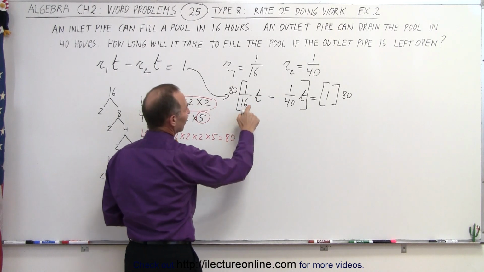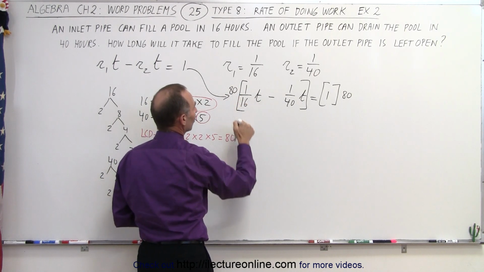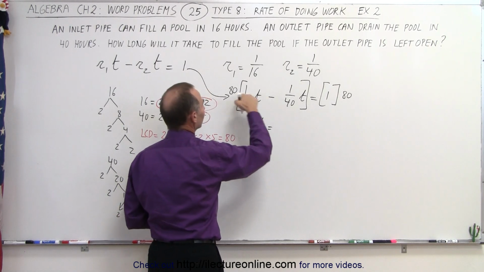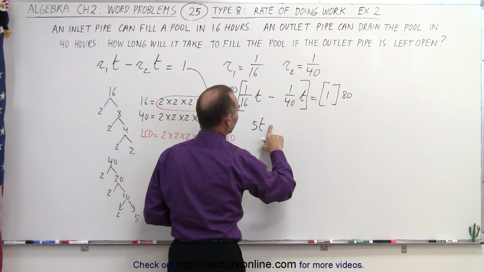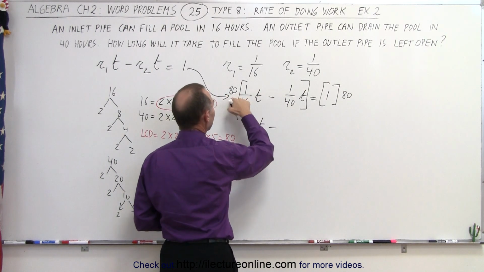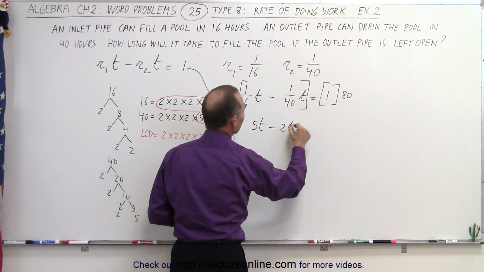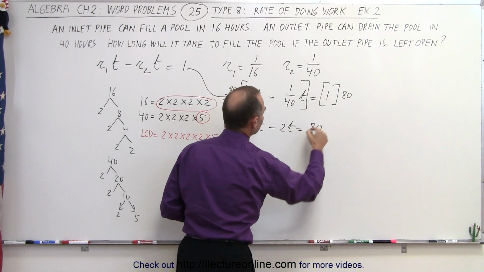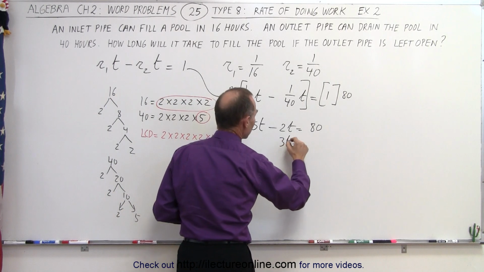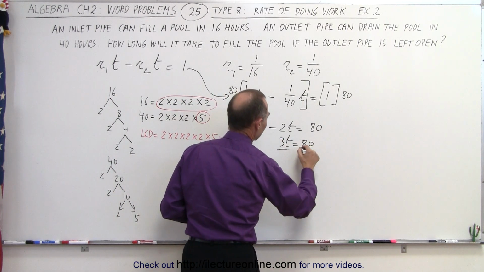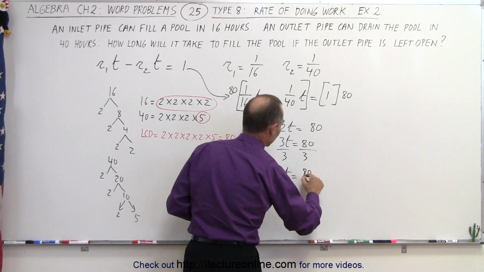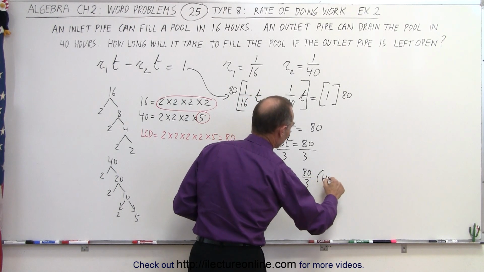Now on the left side, 16 goes into 80 5 times, so we get 5t. And here, 40 goes into 80 twice, so it's minus 2t. That's equal to 80. Now we combine like terms. 3t is equal to 80, and if we divide both sides by 3, we get t is equal to 80 divided by 3, and of course that's in terms of hours.